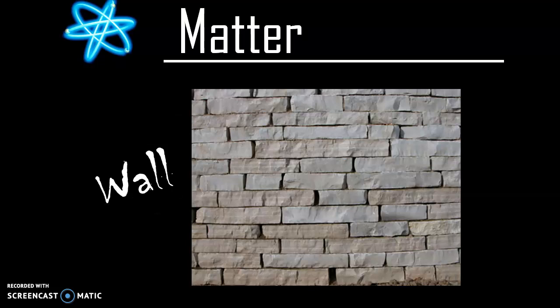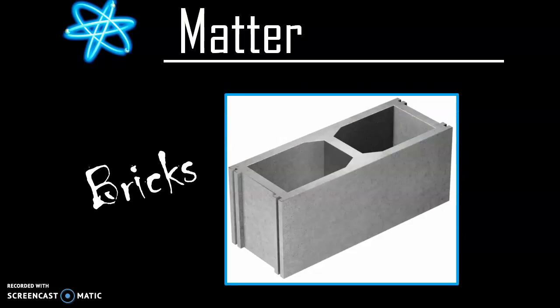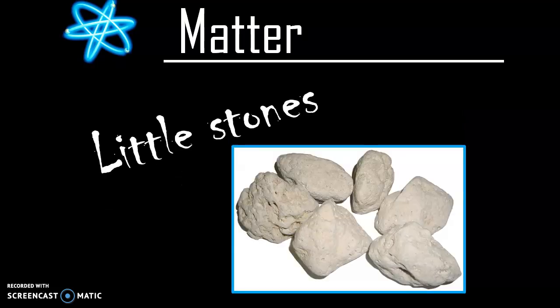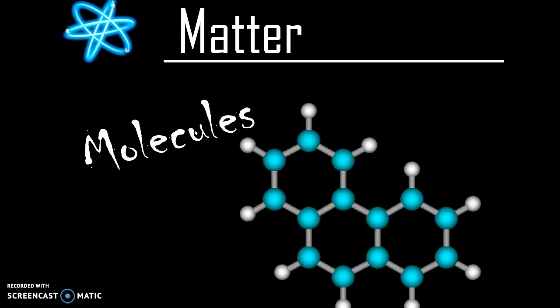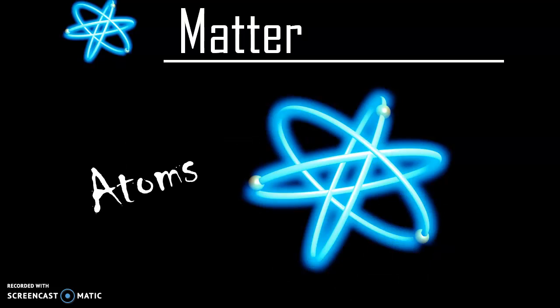So, to see an example, we are going to think about matter as if it was a wall. A wall, muro, if you remember. A wall is made up of bricks, ladrillos. These bricks are made up of little stones, small stones. These little stones are made up of compacted sand. This sand is made up of small molecules of sand, and these molecules are made up of atoms. Atoms are considered the smallest unit of matter.